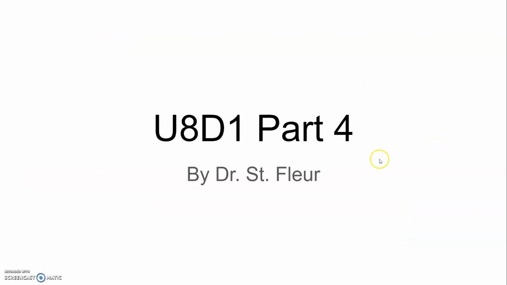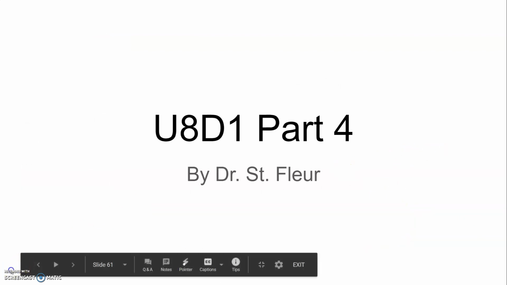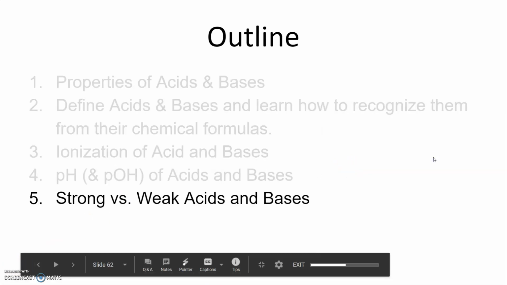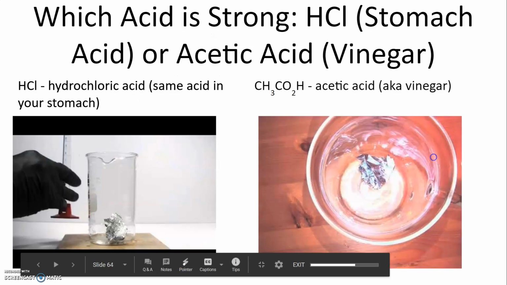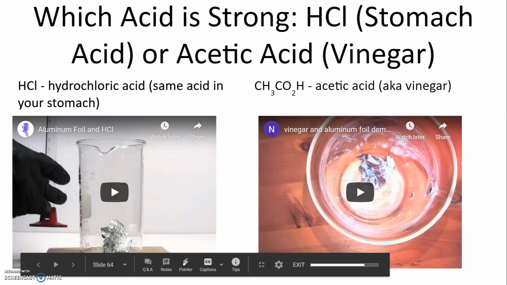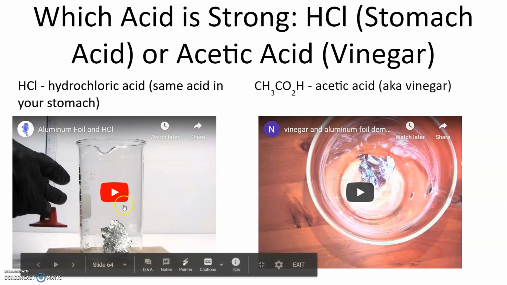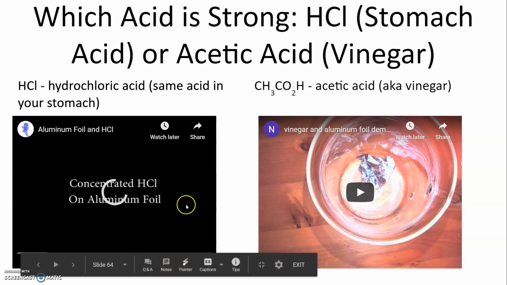Okay, so that is it for that part. We're now going to move on to our final section, which is part 5, where we look at strong versus weak acids and bases. All right, so there are a couple of videos here where I want you to figure out which acid is strong and which one is weak. So the first video shows aluminum foil with hydrochloric acid.